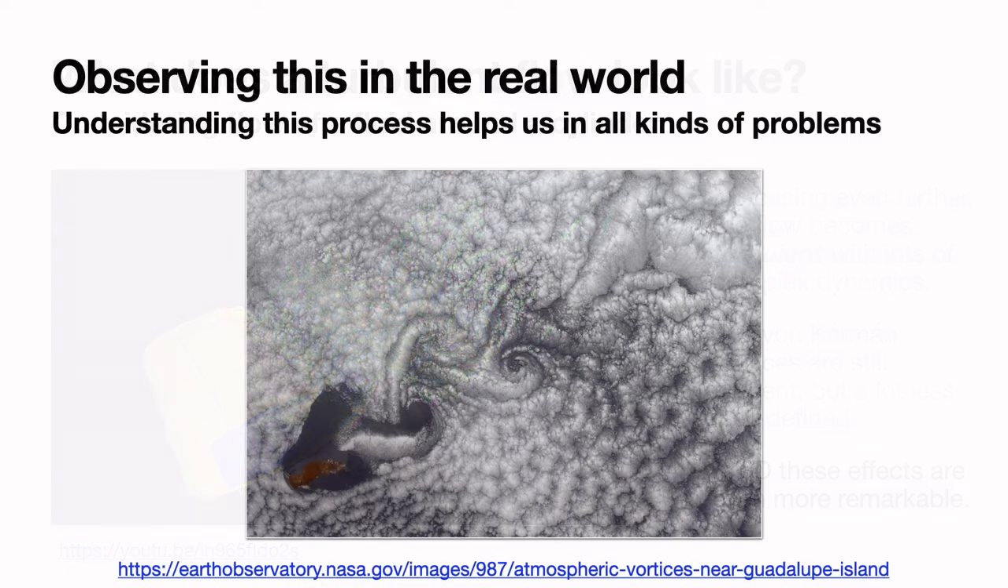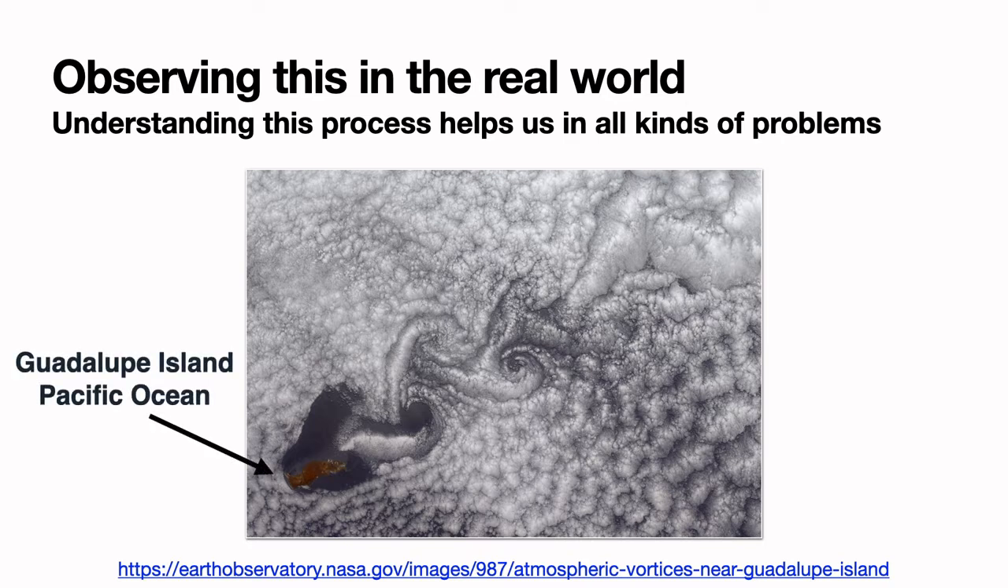So just to prove that things like that actually help us in the real world, here's some satellite imagery from the Earth Observatory, which you can find at the link at the bottom of the screen there. And to give you some context here for scale, this is an island in the Pacific Ocean that I'm not going to pretend that I know how to pronounce, and that is about 35 kilometers long.